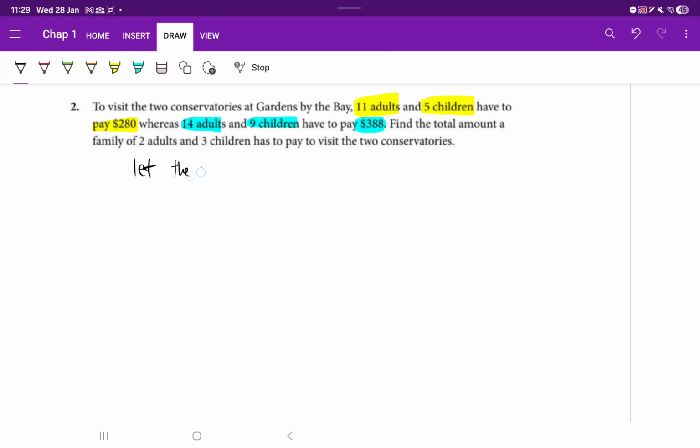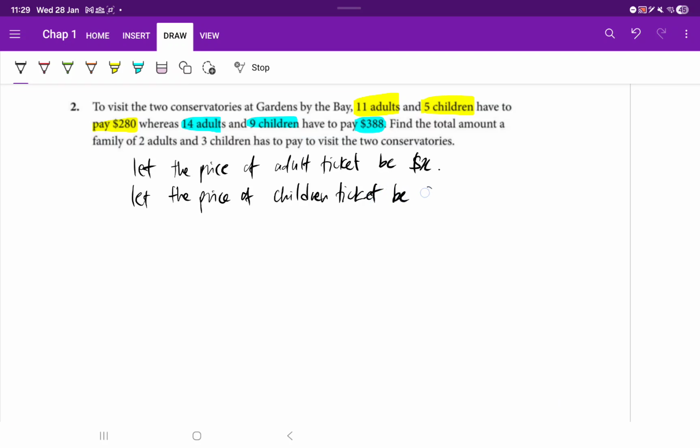Let the price of adult ticket be X dollars. Then I can do the same for the children. So let the price of children ticket be Y dollars. So now that I know how much they each cost, I can write down the yellow highlighted one. 11 adults plus 5 children is $280. I don't need the dollar sign at all because they all have the same unit.